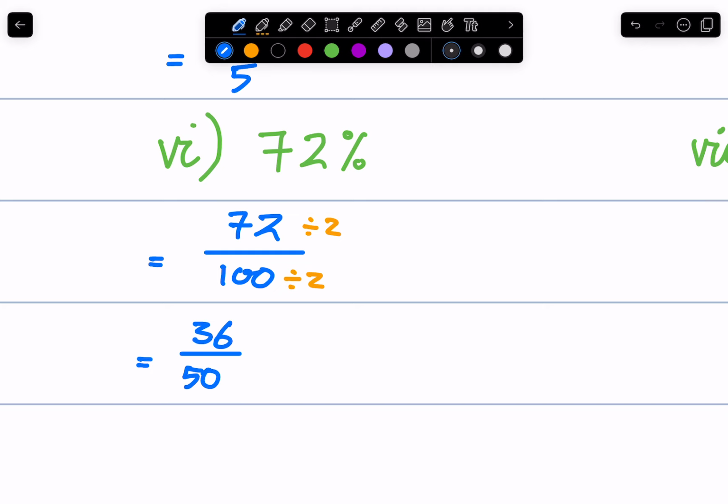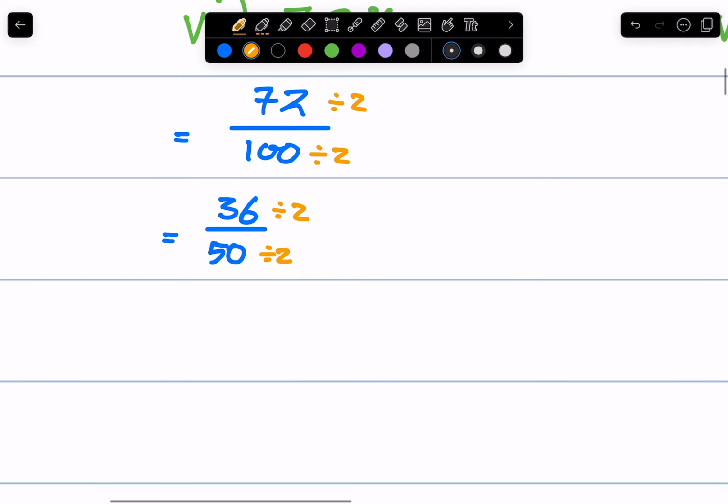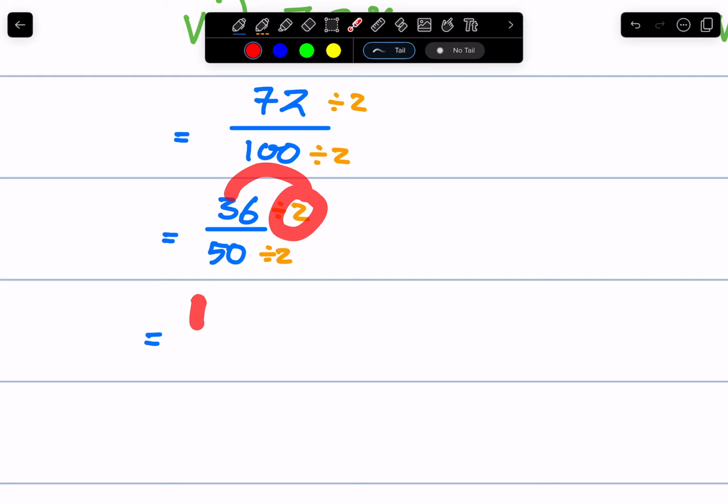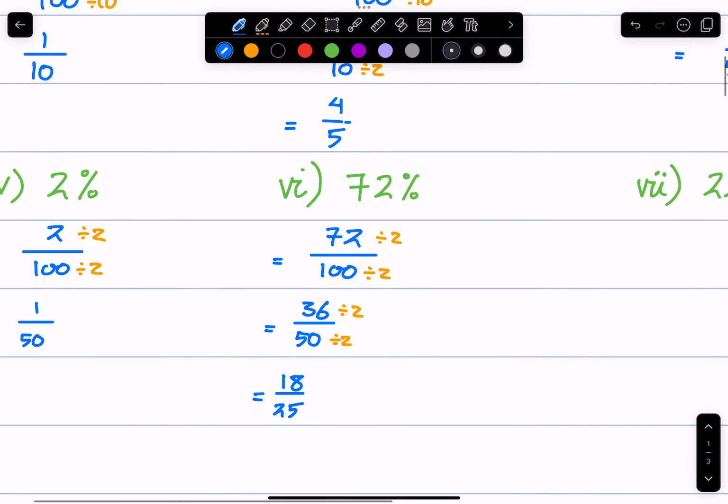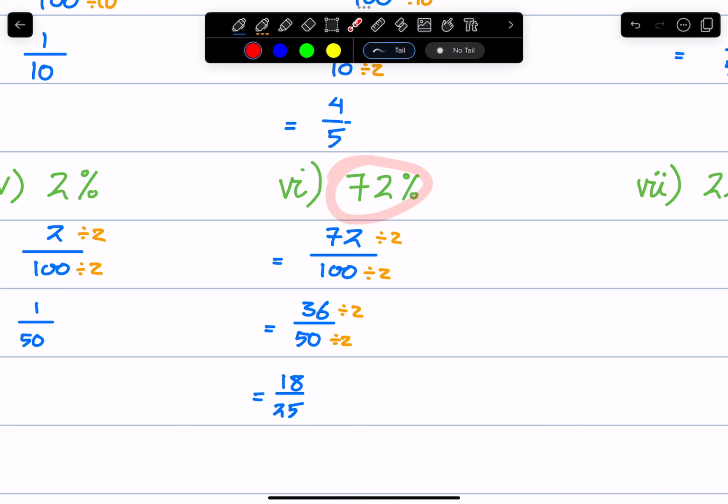This fraction can actually be further simplified since they're both even. So we can divide both by 2 again. So 36 divided by 2: 2 goes into 3 once with a remainder of 1. So now imagining this as 16, 2 into 16 happens 8 times. So half of 36 is 18. Then 50 divided by 2 is just 25. And so that there is the fully simplified fraction of 72%.